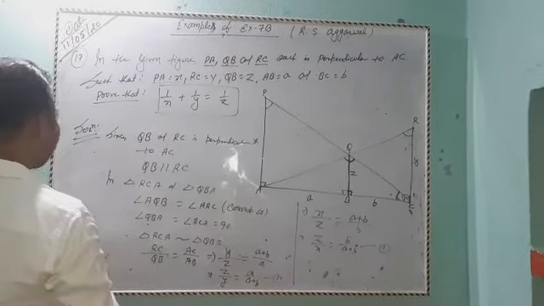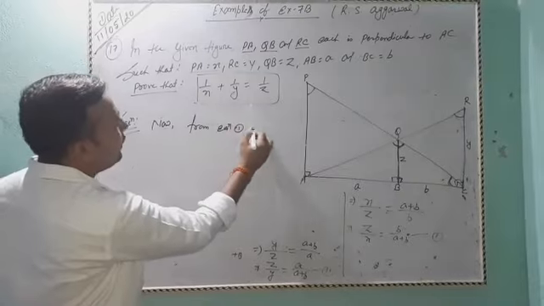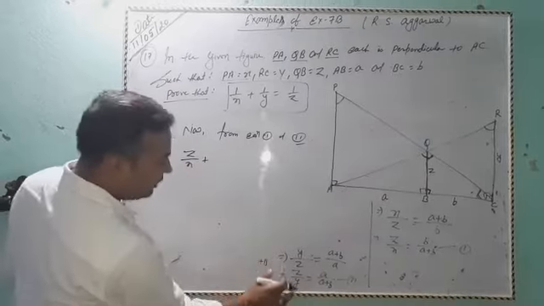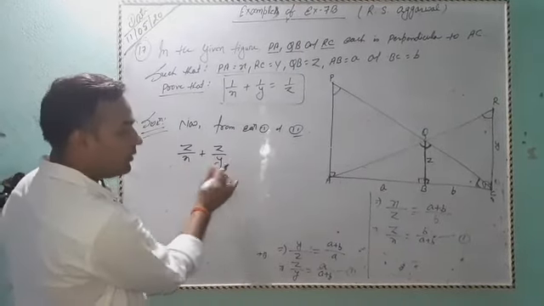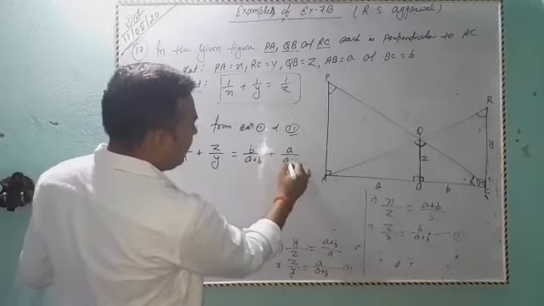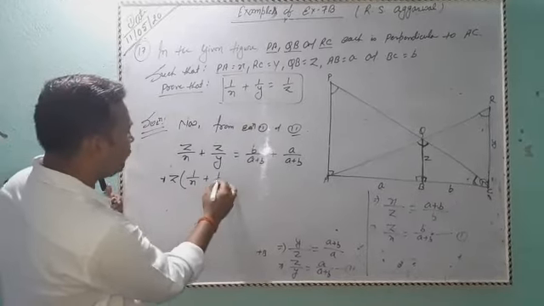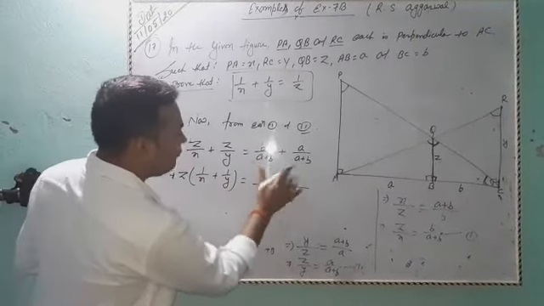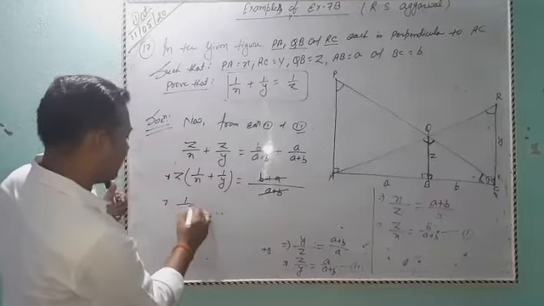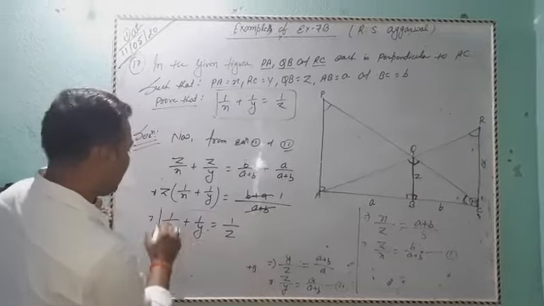Now from equations 1 and 2, adding the LHS and RHS, 1 by X plus 1 by Z equals B by A plus B plus A by A plus B. Z is common, so 1 by X plus 1 by Y equals, taking the LCM, A plus B over B plus A, which cancels, so 1 by X plus 1 by Y equals 1 by Z.